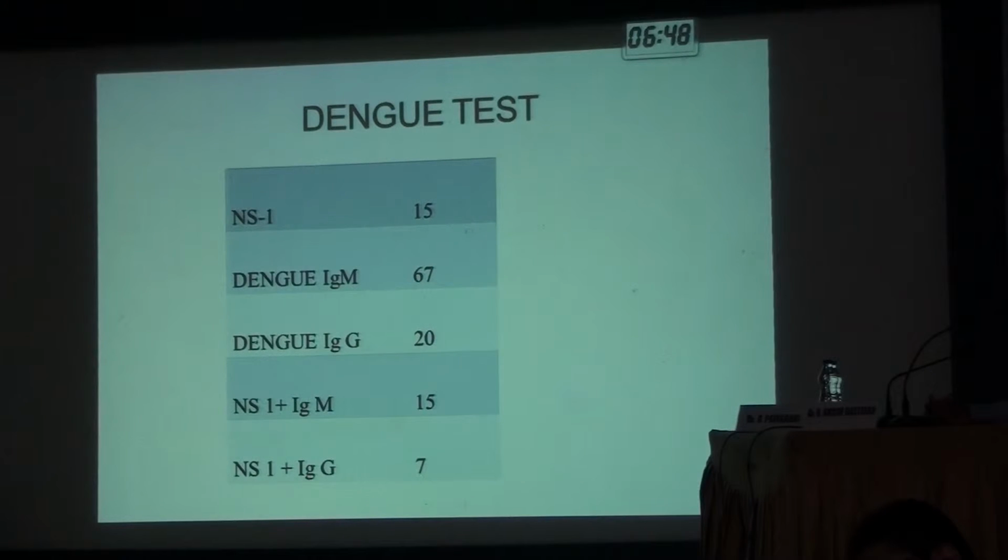Around 15 of the patients came with NS1 positive done outside. 67 cases were positive for dengue IgG, 20 cases for IgM, and a combination of NS1 and one of the two serological markers were present in 15 and 70 cases respectively.